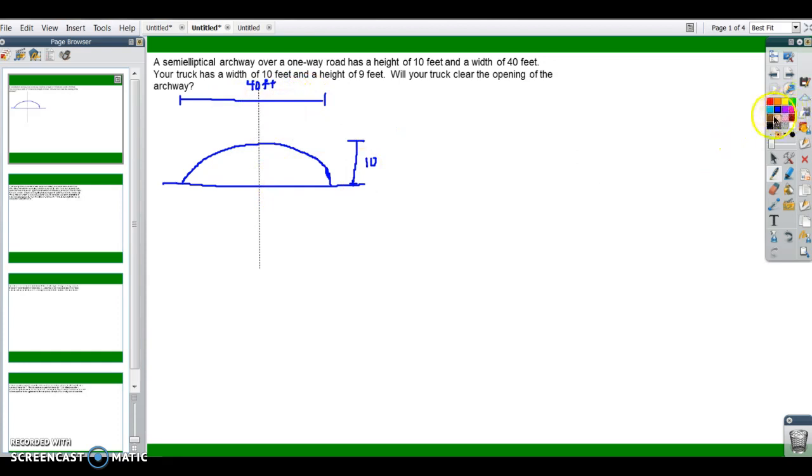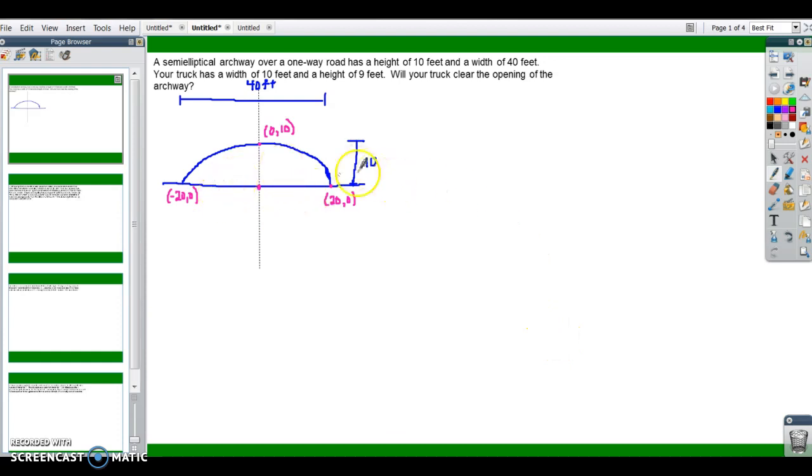So if we think of right here where the horizontal meets that vertical, which is the center of my arch, if I consider this to be my origin, I have a little bit of information. I know the coordinates of this point. I know that that's (0, 10). I know the coordinates of this point are (20, 0), and the coordinates of this point are (-20, 0).